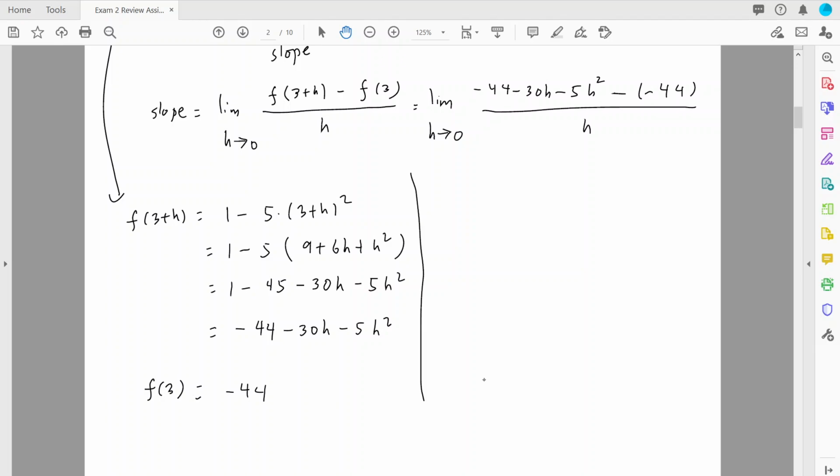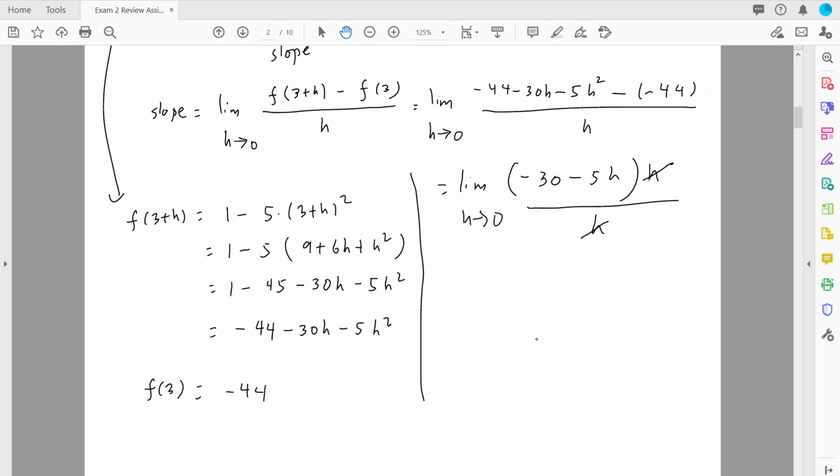So let's continue. You can see that there is a negative 44 already, and this is positive 44, so they will be cancelled out. So the leftover on the top would be 30, negative 5h, and then I can factor out h. And that's the whole point. We always try to factor out h on the top so that we can cancel this h from the denominator.